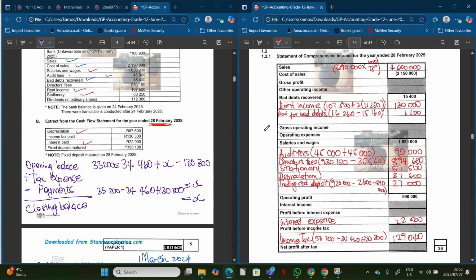I hope those transactions made sense, and that is our complete income statement for the year ended 28 February 2025. I hope that each and every transaction and each and every adjustment that we did made sense. If you have any questions, you can comment them in the comment section below, and I'll look at them and try to respond as quickly as possible. That is the end of this exam style income statement.